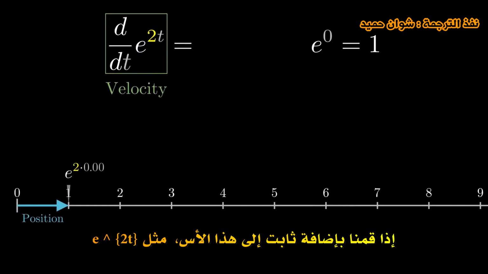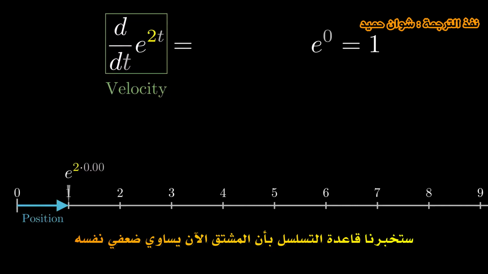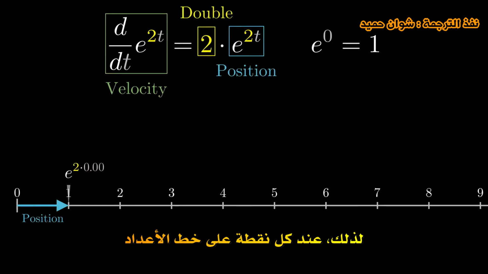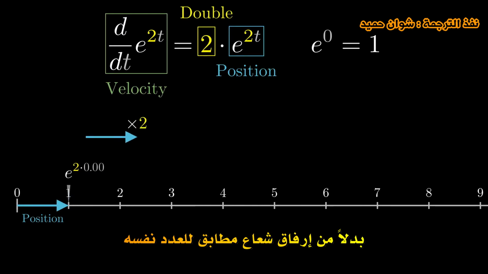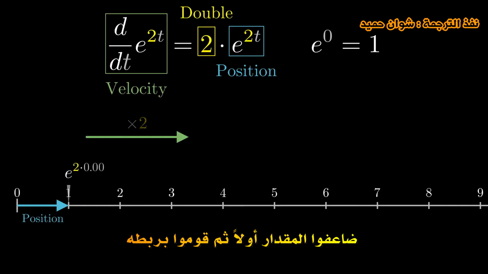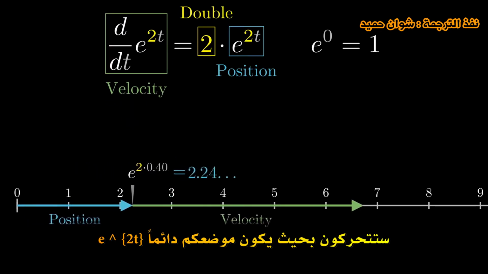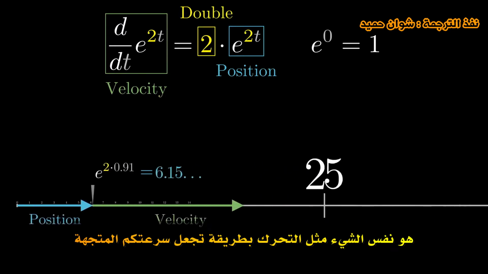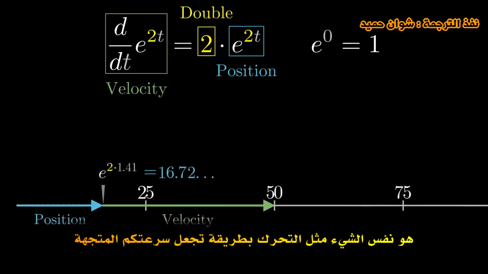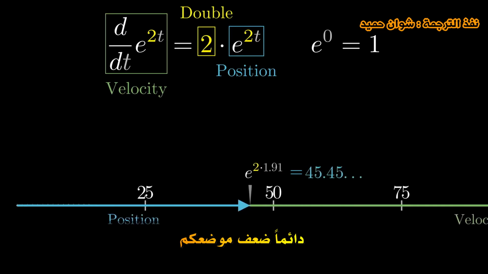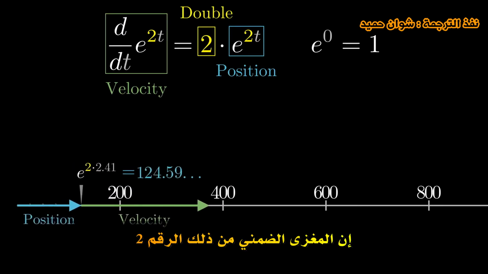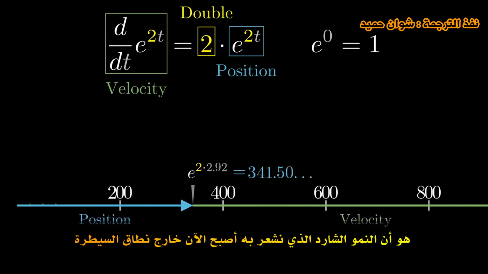And if you add a constant to that exponent, like e to the 2 times t, the chain rule tells us that the derivative is now 2 times itself. So at every point on the number line, rather than attaching a vector corresponding to the number itself, first double the magnitude of the position, then attach it. Moving so that your position is always e to the 2t is the same thing as moving in such a way that your velocity is always twice your position. The implication of that too is that our runaway growth feels all the more out of control.